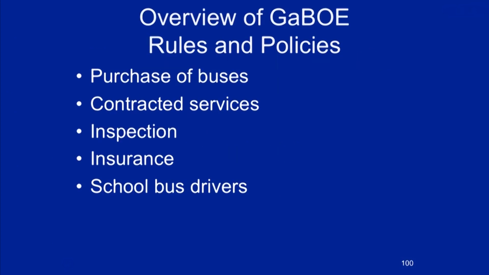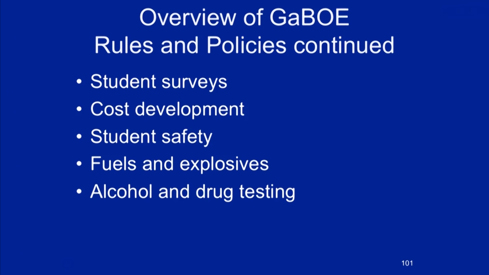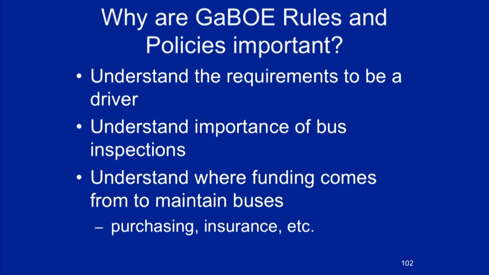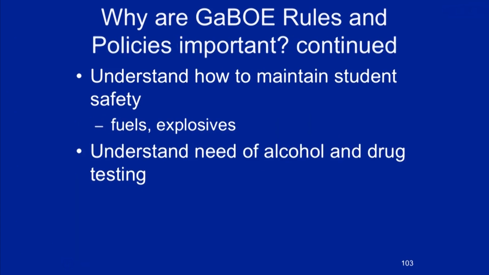Kinds of things that we talk about here: purchase of the buses, contracted services, inspection, insurance, school bus drivers, student surveys, cost development, student safety, fuels and explosives, alcohol and drug testing. Why are these Board of Education rules and policies important? To understand the requirements to be a driver, to understand the importance of bus inspections, to understand where funding comes from to maintain the buses, purchasing, insurance, etc., to understand how to maintain student safety, so things like fuels and explosives, and to understand the need of alcohol and drug testing.